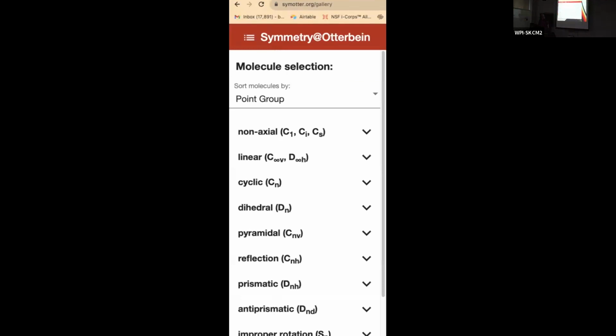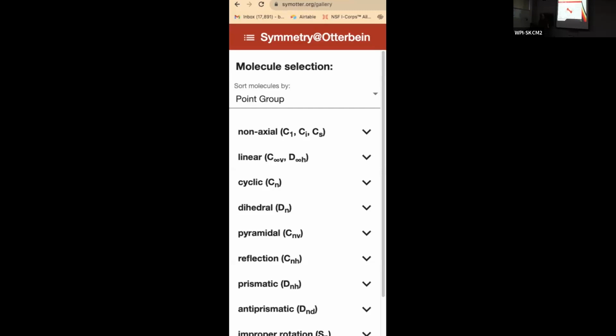What's nice about this website is you can pick just sort of any molecule you want. And it animates the symmetries that the molecule has. So this is hydrogen peroxide, H2O2. And all it has is rotational symmetry. And so that's the only thing that you can animate.